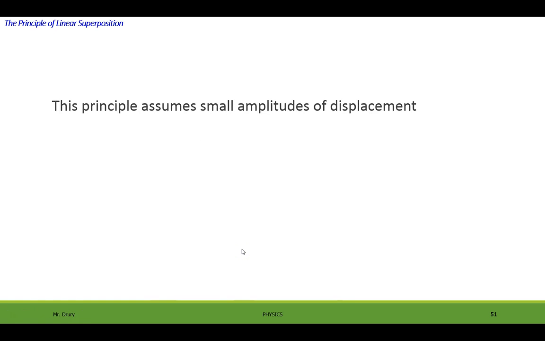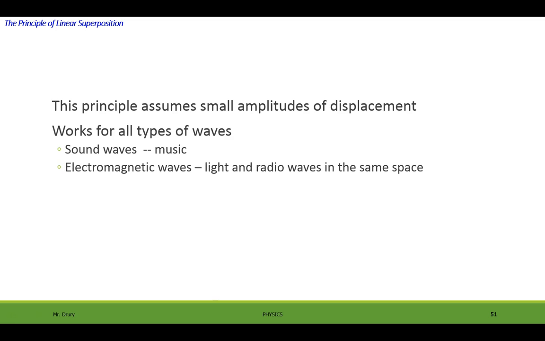The principle of superposition assumes small amplitudes. It works for all types of waves. For example, it works for sound waves with music. You can hear all different types of instruments interfering with each other. It also works for electromagnetic waves like light and radio waves. And since it works for electromagnetic waves, obviously it must not require a medium either.